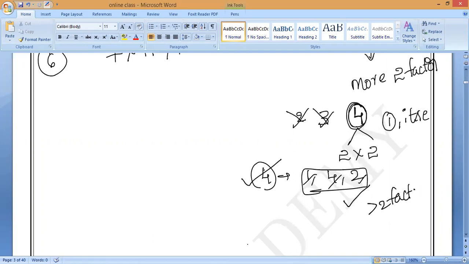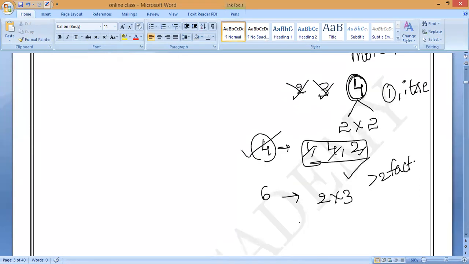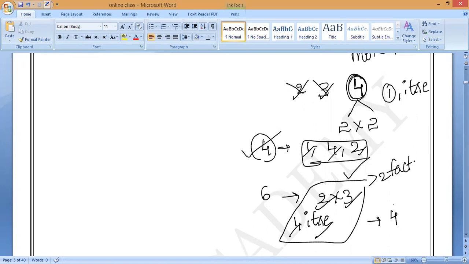Say any example for composite number. Ma'am, 6. 6 factors into 2 into 3, correct? And every number has 1 and itself as factors. See how many factors: 2, 3, 1, itself. Total 4 factors. So it is more than 2 factors. So 6 is our composite number. Do you understand composite number? Yes, ma'am.